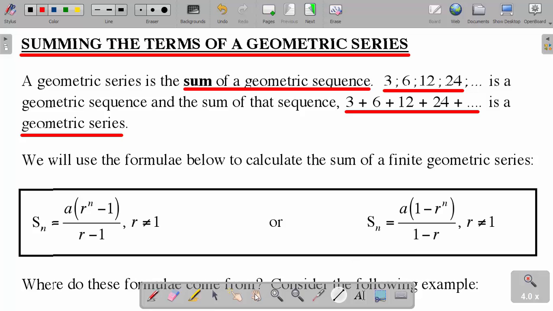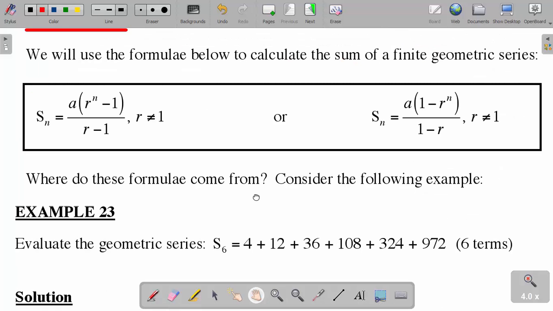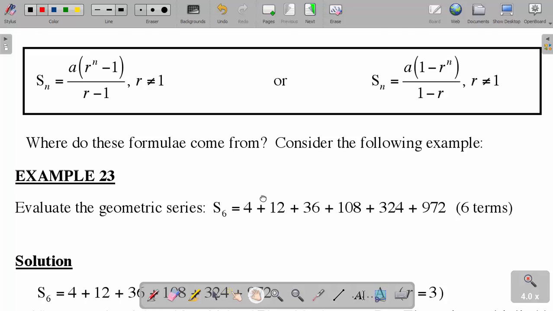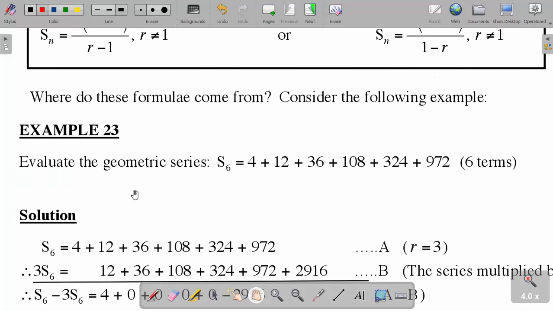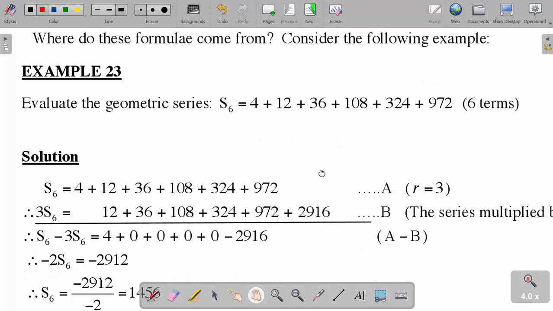Okay, let us see how this formula comes about. You're supposed to know this formula for examination as well. They can ask it. Now, where does this formula come from? So consider the following example. Evaluate the geometric series S6 equals 4 plus 12 plus 36 plus 108 plus 324 plus 972. And these are 6 terms in total.